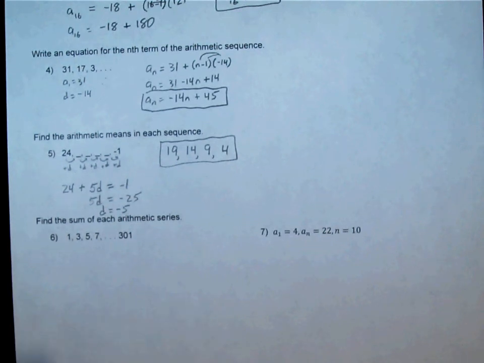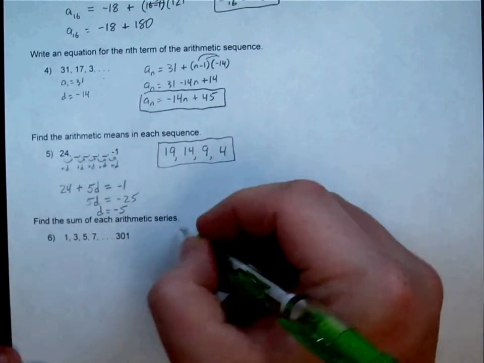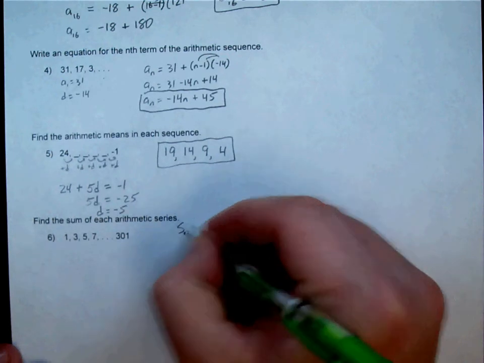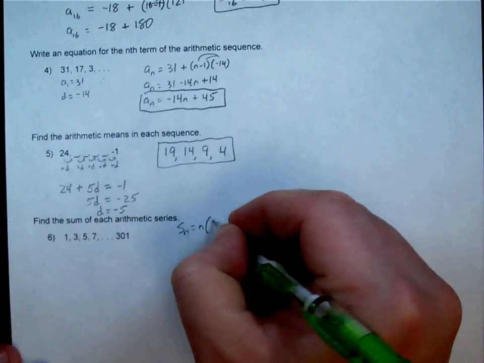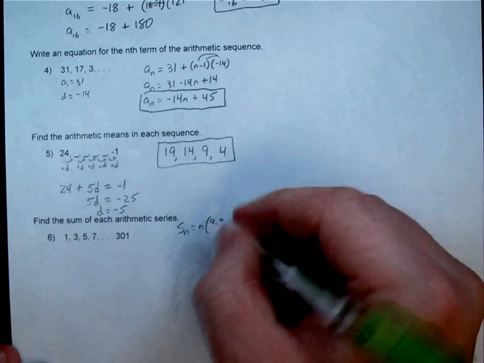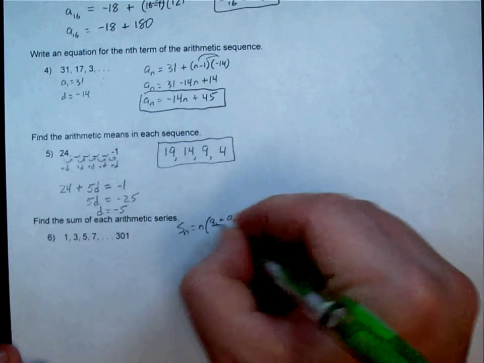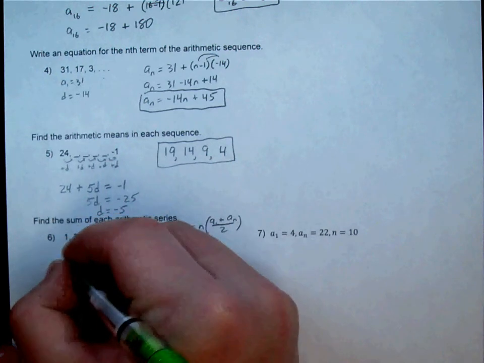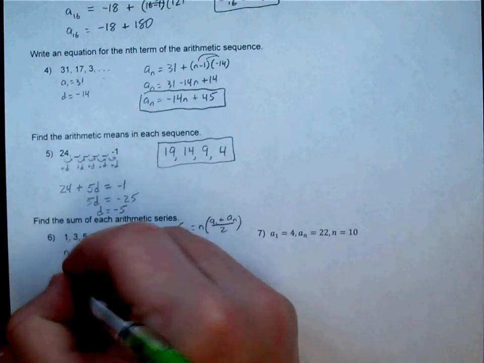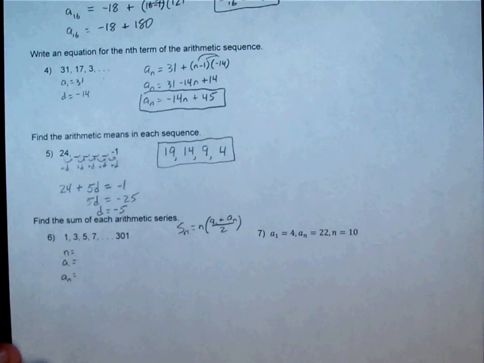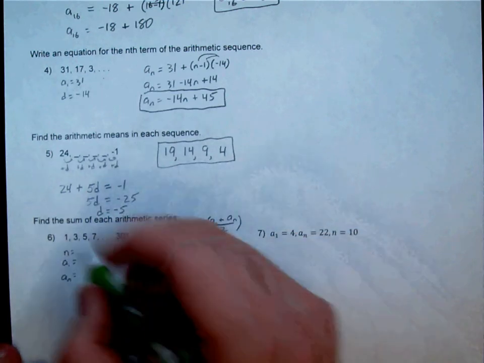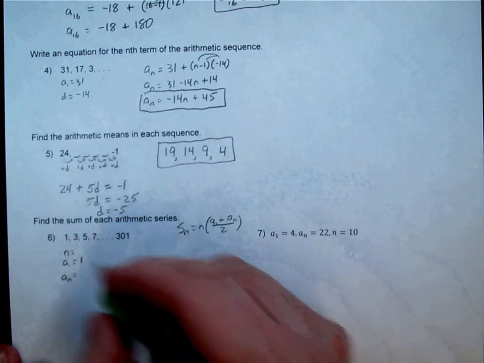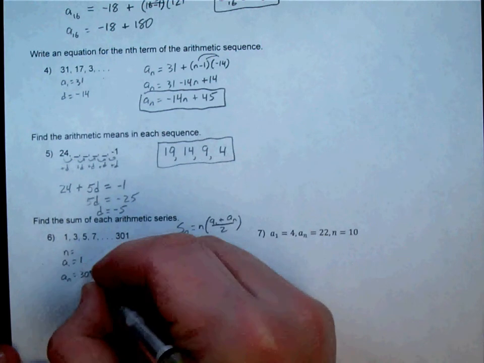Okay, now find the sum. So use my sum formula. So there's the formula. The things I need to know: what n is, what a sub 1 is, and what a sub n is. So a sub 1 is my first term, that's 1. A sub n is my last term, that's the 301.